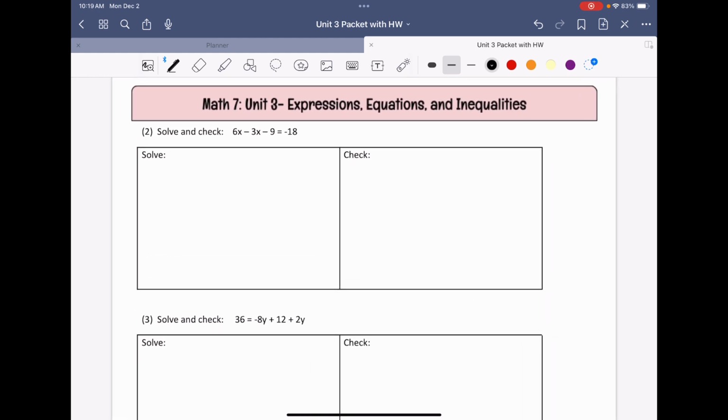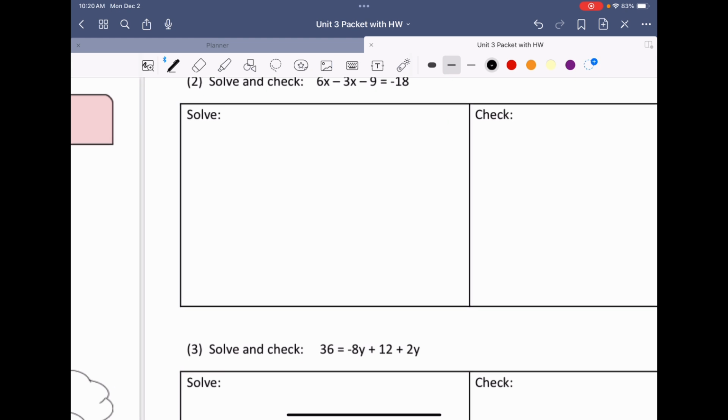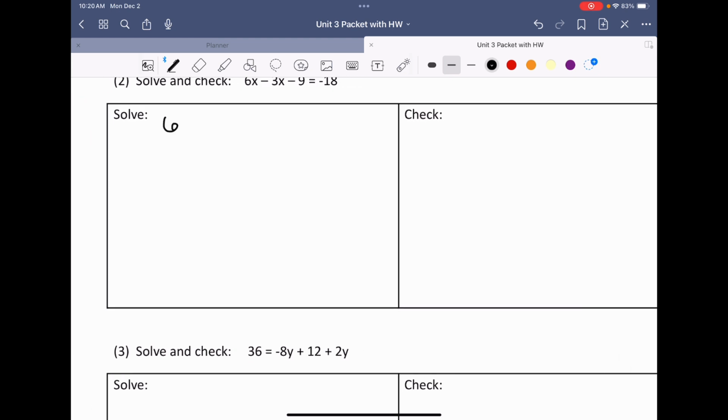I'm going to have you go ahead and try both 2 and 3 on your own. So pause the video, try them out. When you're all set, unpause the video and check your work. So 6x minus 3x minus 9 equals negative 18. Draw your line. Circle your like terms. And solve.